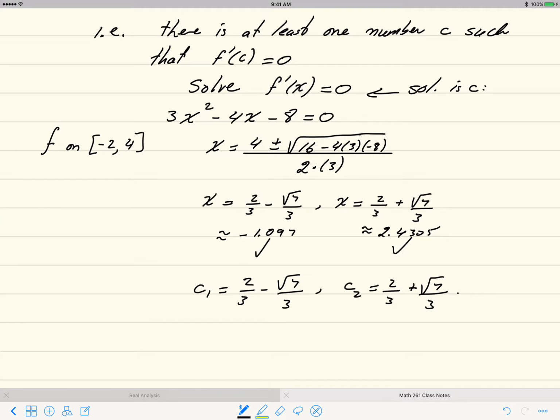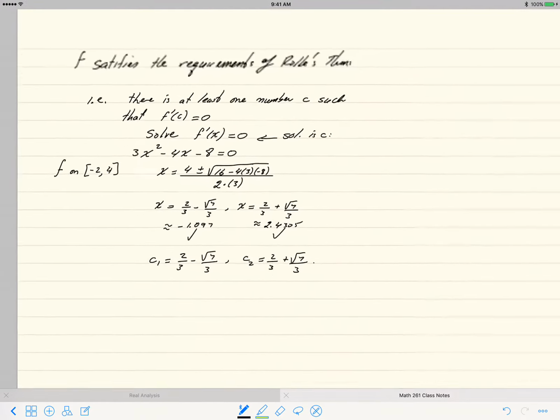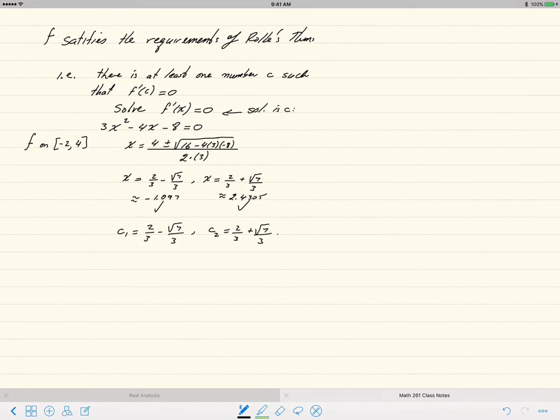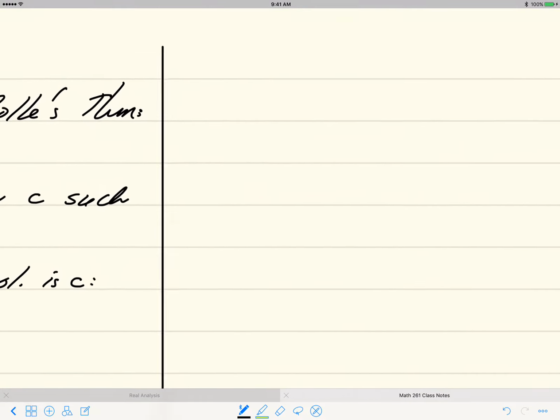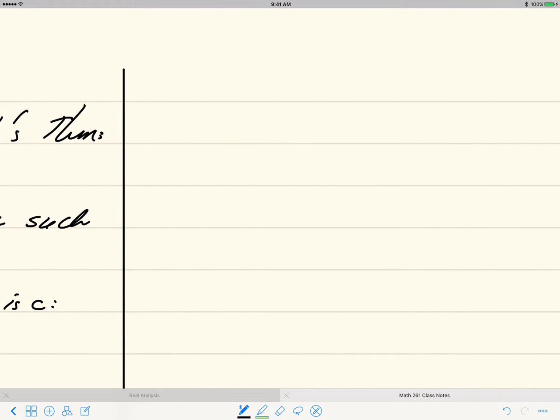Now, the next thing we're going to do is we're going to look at the mean value theorem. Okay? Now, the mean value theorem is kind of similar to Rolle's theorem. It has less requirements, and for that reason it's a little bit stronger, but it's very closely related to it. So let's write it down. The mean value theorem.